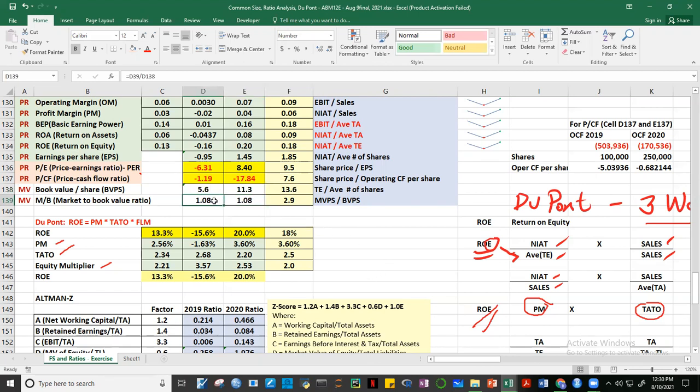Pero ito, halos pareho lang. No? Kasi 6 pesos lang dito eh. Ang market value, pero 5.6 yung book value. So, konti lang yung difference. Okay? So, si competitor, mas mataas. So, mas maganda yung market to book value ratio ni competitor compared to our company.